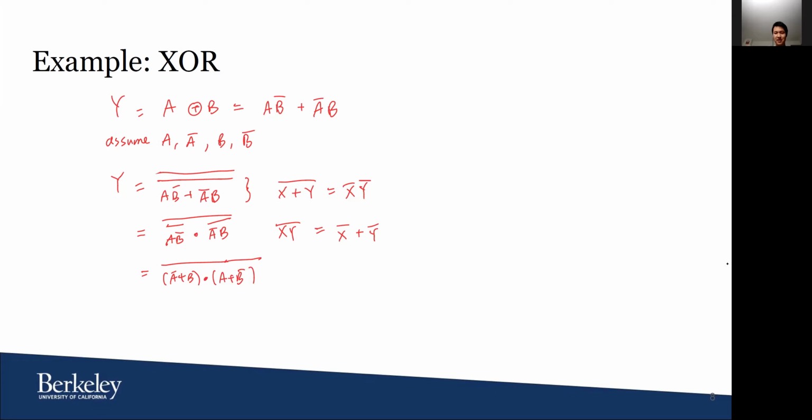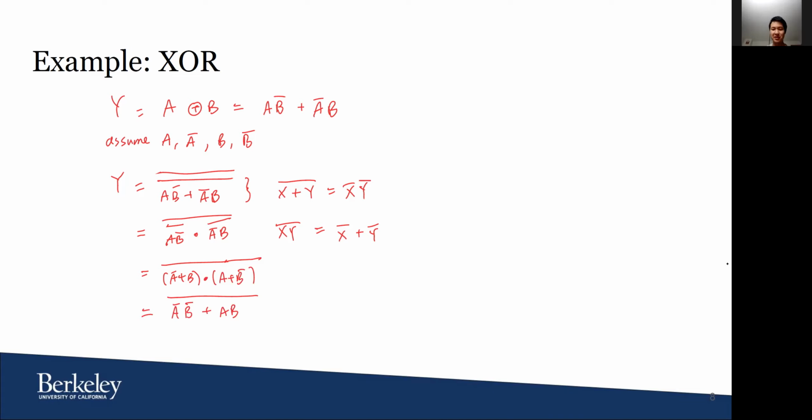Great. Okay, and then from here, we can just distribute this. What do we get from this expression? Not A and A would be 0, so let's leave that out. So we'd have B A and then not A, not B, with a not over the whole thing.